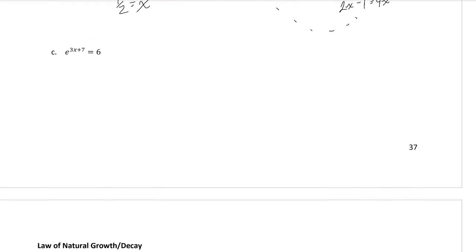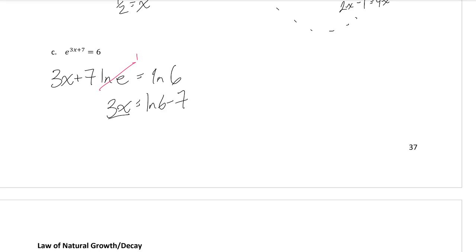Our last one, again, we can take the ln of both sides. We're going to bring that whole exponent out front. So we're going to have (3x + 7) ln e equals ln 6. Again, ln e eliminates to 1, which is why we have this option. And so now we've got 3x equals ln 6 minus 7, and then divide by 3.